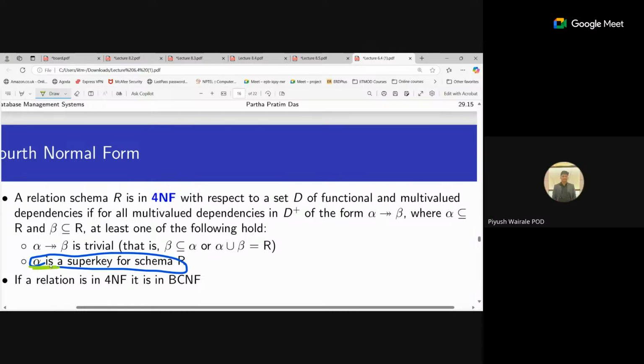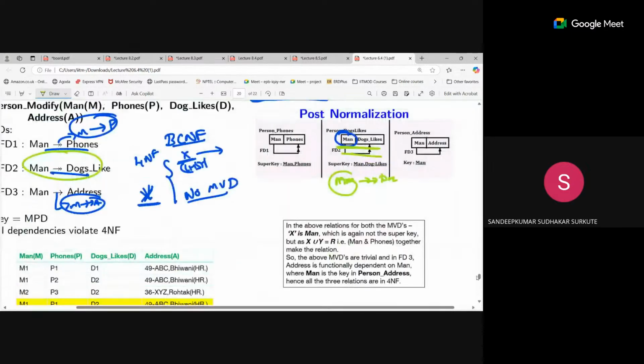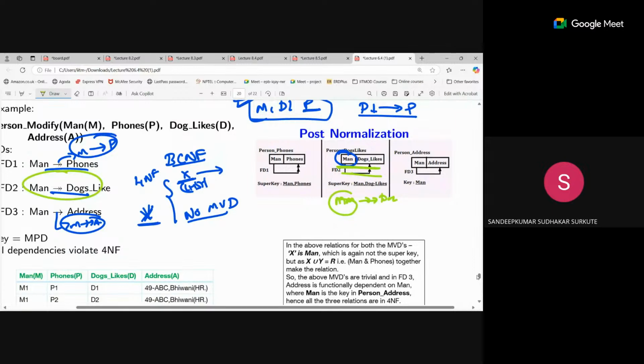MVD should be present, because alpha means there is alpha in the reduced relation also, let's say when you decompose. So alpha multi-determines beta here, but B and C are independent. In that case, you can see MVD is also present and the left hand side is also a super key, but still it is in 4NF, right? So to check the second condition, we should have an MVD first in the relation, and it should be a non-trivial MVD. That's the meaning of the entire 4NF checking, right?